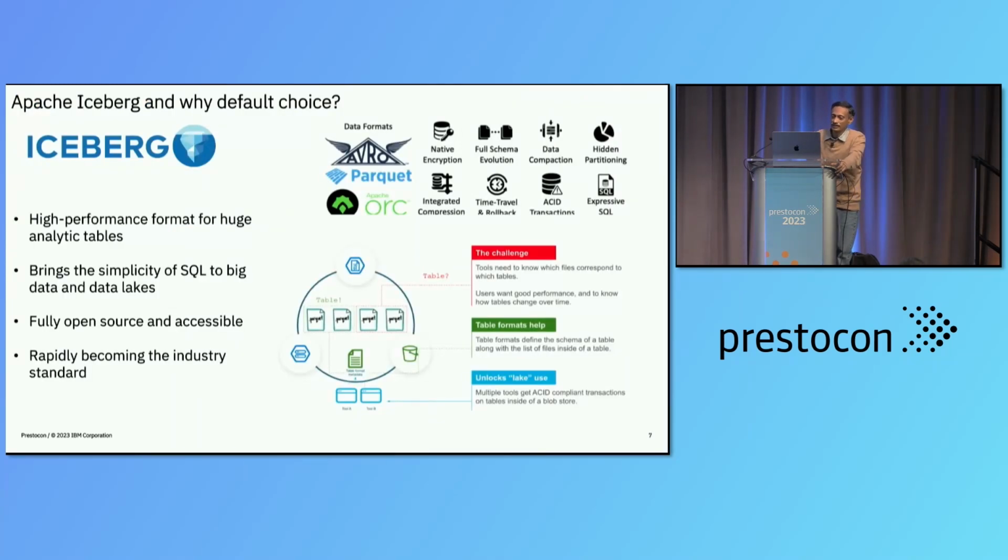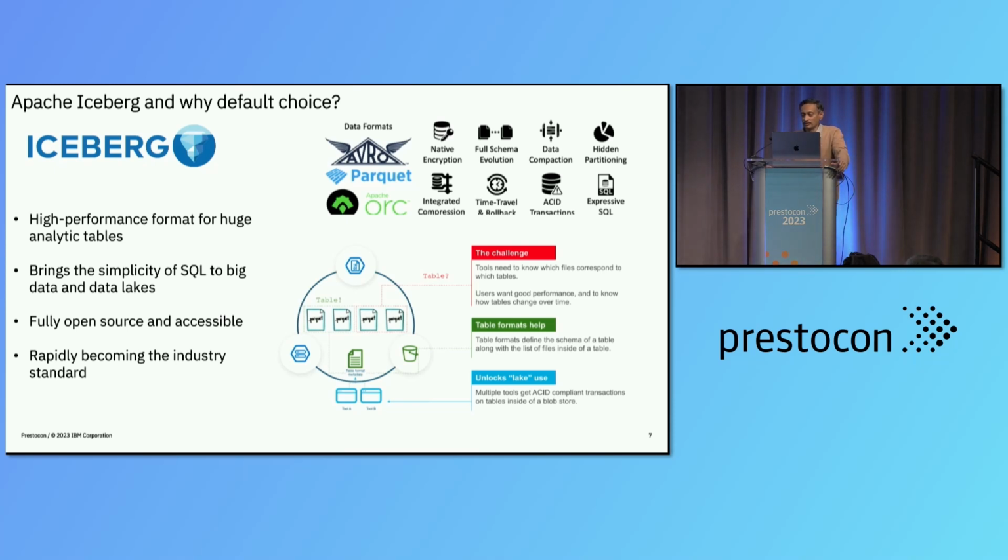Then I'm going to talk about Iceberg, and why it has been used. It's the default choice. You can see the performance, bringing simplicity to big data and data lakes. It's fully open source and accessible. So that's the default choice that you can see.